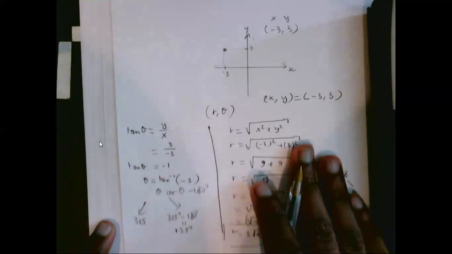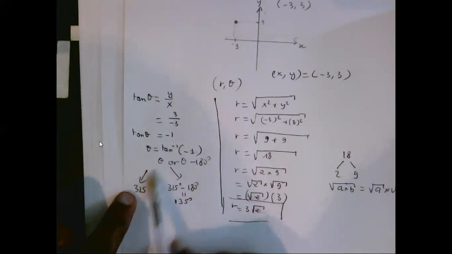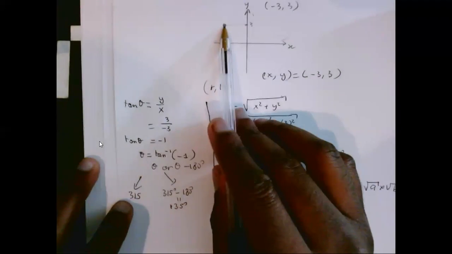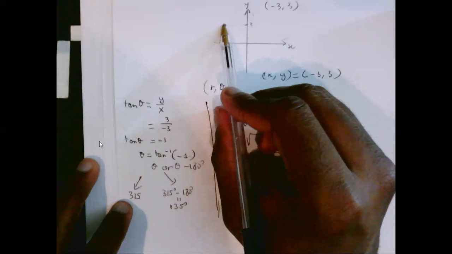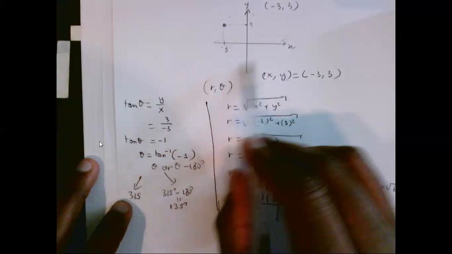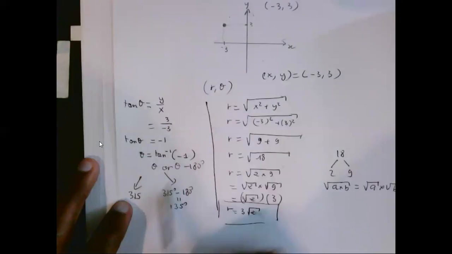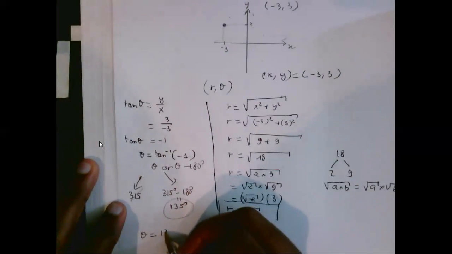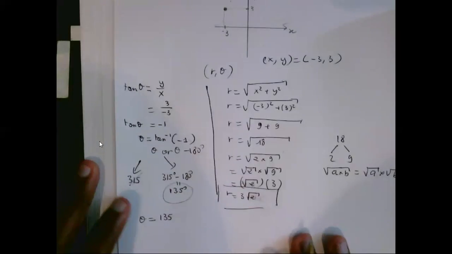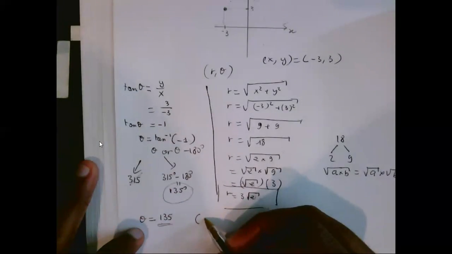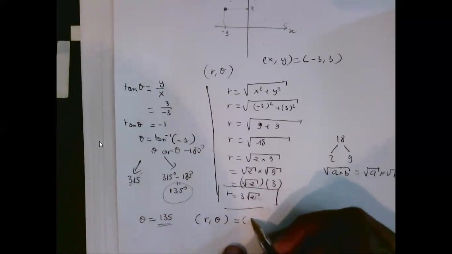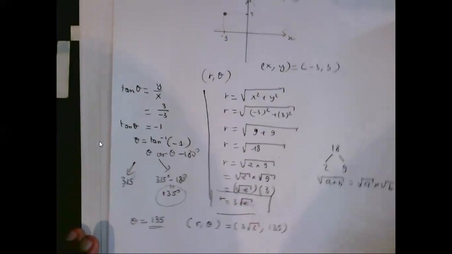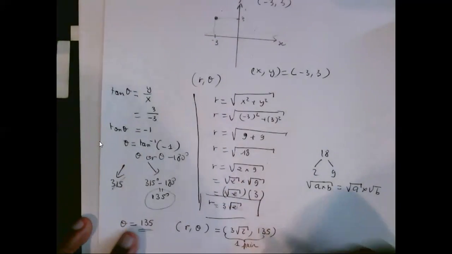Which one am I going to select for my answer? Theta is equal to 315 or theta is equal to 135. My point is actually in the second quadrant, but 315 is in the fourth quadrant. So I can eliminate that solution. 135 is in the second quadrant, so I pick 135 as my theta. Now that I found r and theta, my point is represented as (3 square root of 2, 135 degrees). That's one solution, but they're asking for two pairs of polar coordinates, and I just found one pair. I need to find another one.